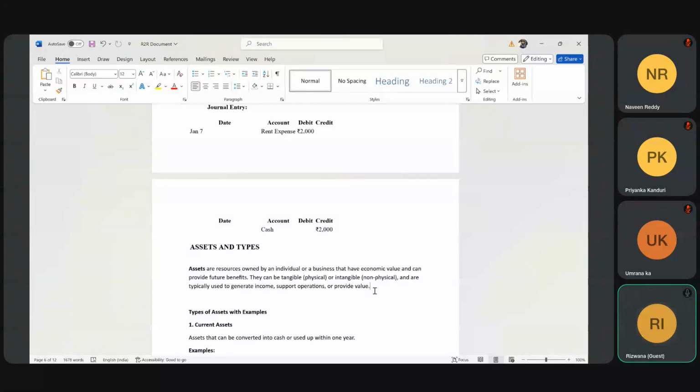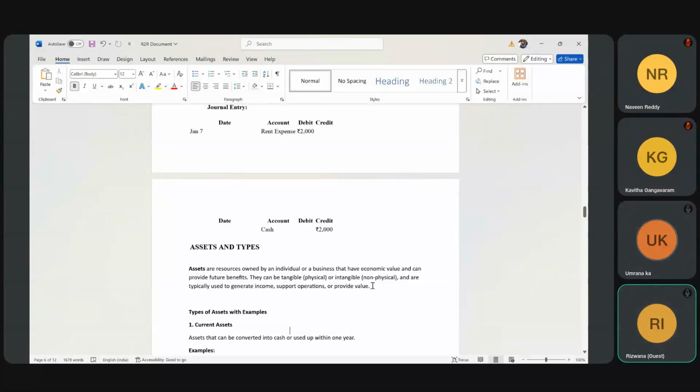In business, an asset has economic value, in the sense that it gives us monetary benefits in the future, or it's an investment, maybe in physical form or intangible form, which is used to generate our income and support our day-to-day business activities, and which provides value. You got it? Any doubt? These are so simple because assets are repetitive actually. Any doubt for assets? No, ma'am, it's clear.